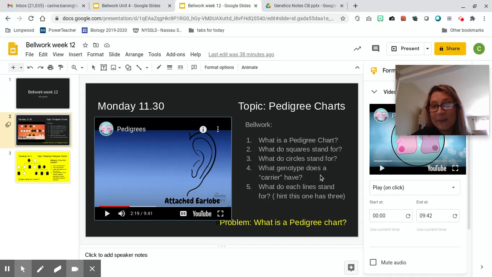So it's a half shaded in box, but that doesn't tell me my genotype. That tells me my symbol. My genotype would be heterozygous, a hybrid, because it's carrying one of the recessive traits. Okay. And then what do the lines stand for? Hint, this one had 3, and I'm talking about the horizontal lines. Those are generations. All right, and then by the end, please make sure you answer the problem on your sheet. What is a pedigree chart? Hopefully, we all know that now.